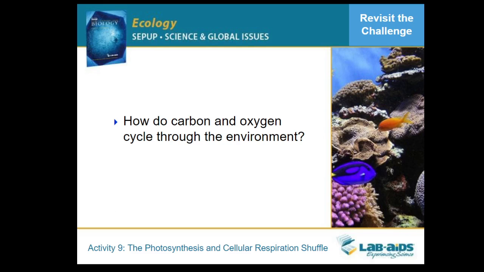So just revisiting our challenge, hopefully you can now start to see how carbon and oxygen cycle through the environment and how the balance of those is super important. Hopefully that gives you some information and a good idea of how cellular respiration and photosynthesis work in an ecosystem, how the balance is critical, and how an imbalance can lead to some of the sustainability challenges we've seen.